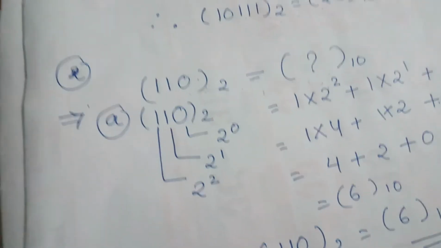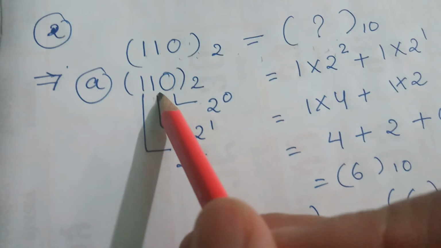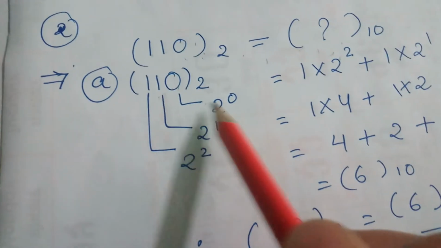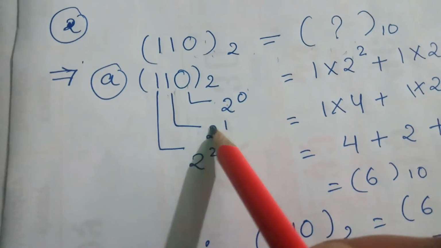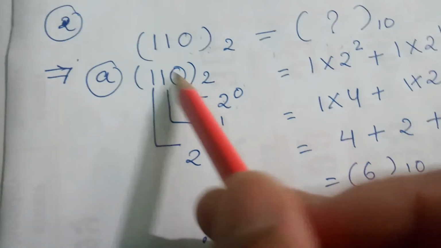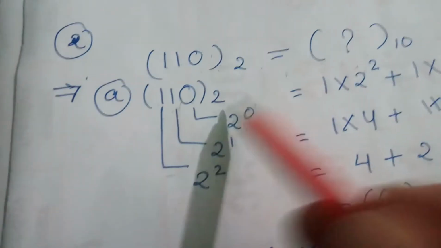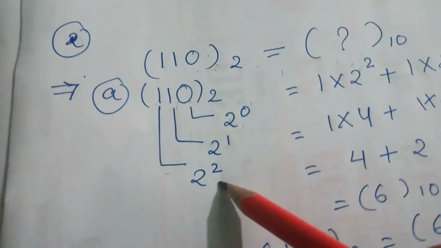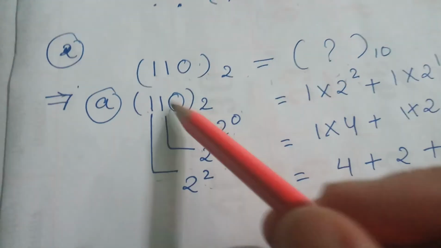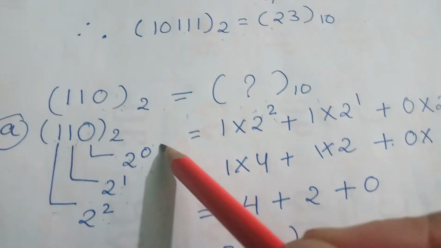Now, like before in the example, you need to first identify the place values. So 0 has the place value of 2 to the power of 0, and this 1 is 2 to the power of 1. Again this 1 here is 2 to the power of 2. And now multiply this with the corresponding place values: 1 into 2 to the power of 2, plus 1 into 2 to the power of 1, and then the last one, 0 into 2 to the power of 0.